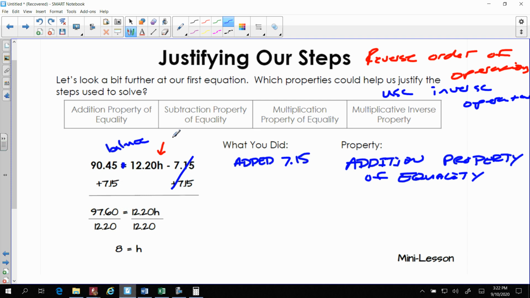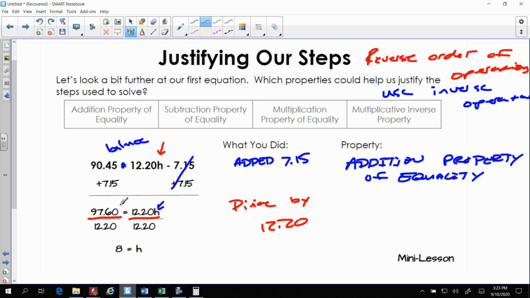Right? So now I almost have h by itself, but h is getting multiplied. So to get rid of multiplication, the inverse would be division. I'm going to divide h by $12.20. So what am I going to do? I'm going to divide by $12.20, which is the division property of equality.